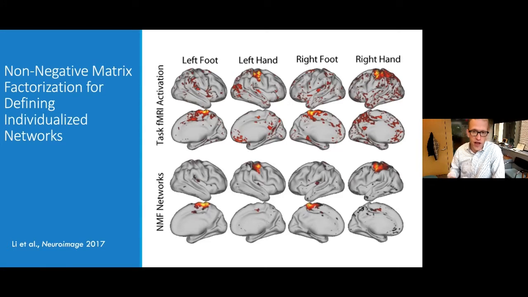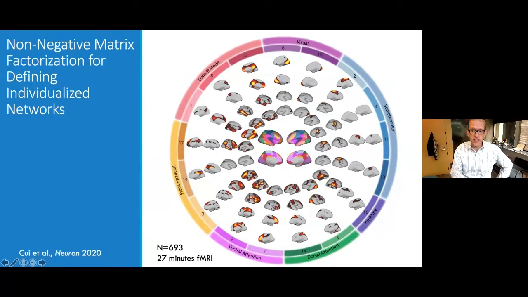This was previously validated using data from the Human Connectome Project, as you can see here. What Hongming showed is that networks derived from resting state fMRI aligned really, really tightly with task activation patterns from the same participant. So we used this technique to build individual-specific networks in 693 participants in the PNC who had 27 minutes of high quality fMRI data.